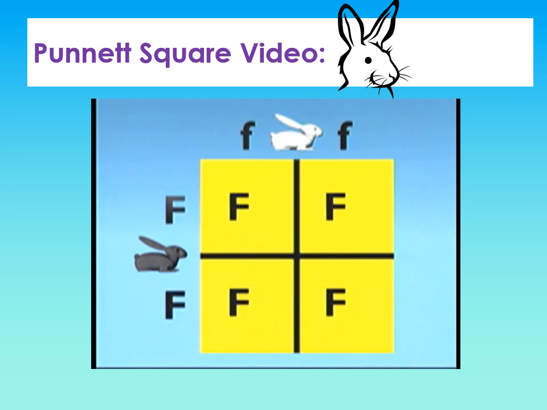Since the white rabbit carries only 2 white genes, small f, it can only pass down a white gene. Each of the 4 offspring end up with both a black gene and a white gene. But each will be black because black is dominant.